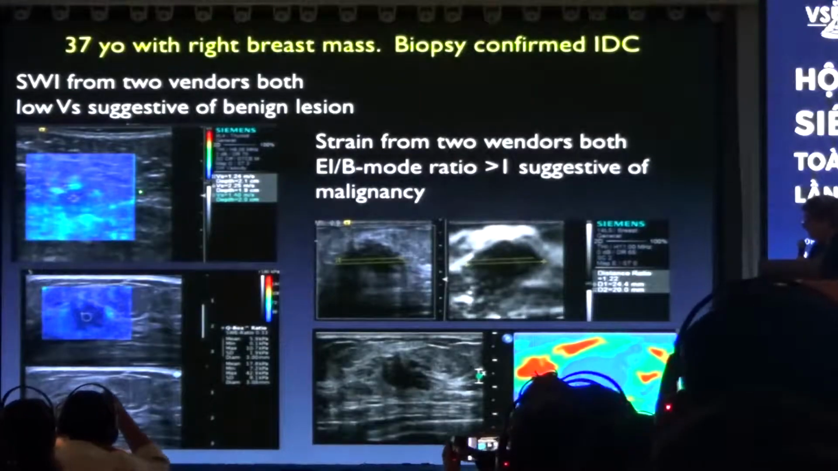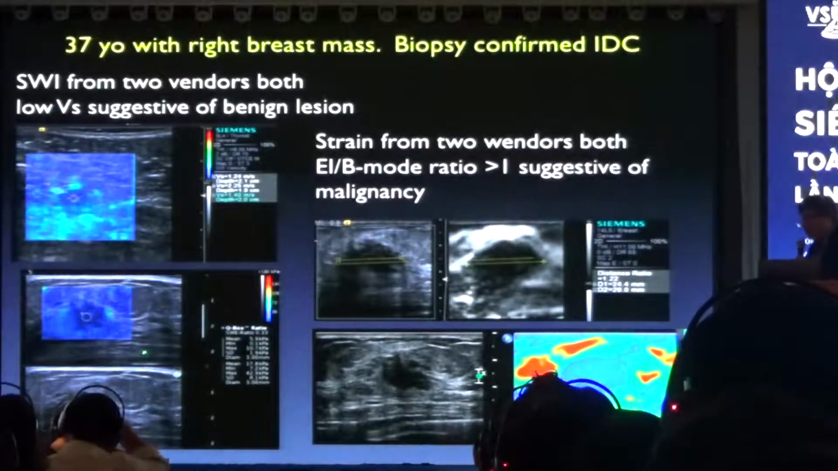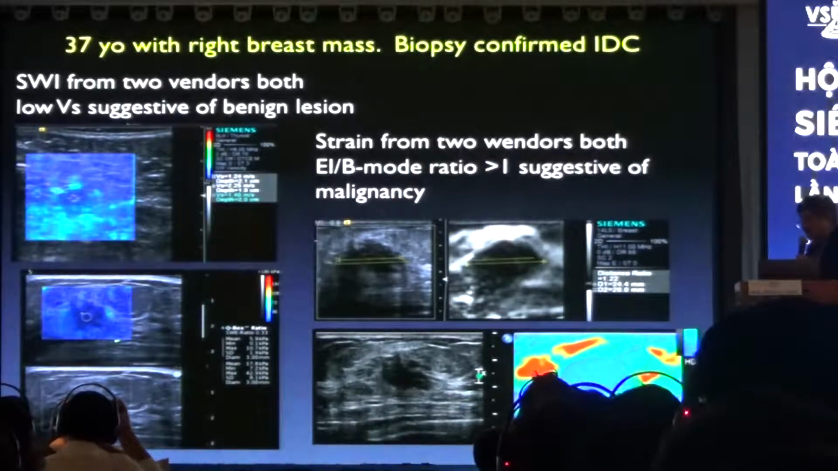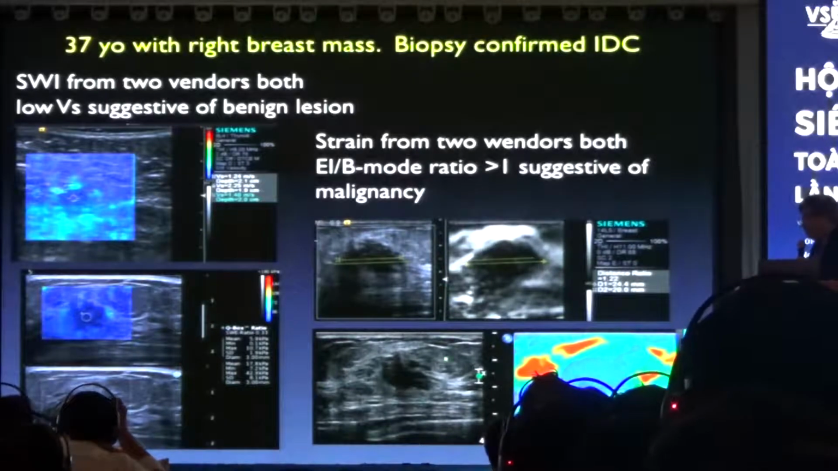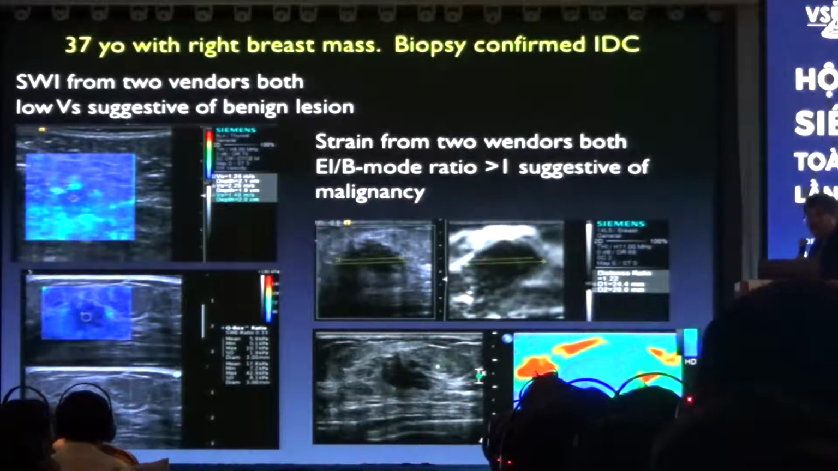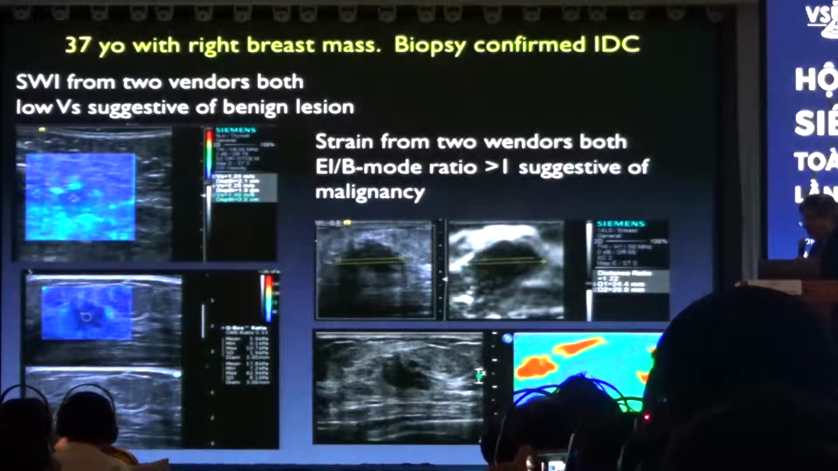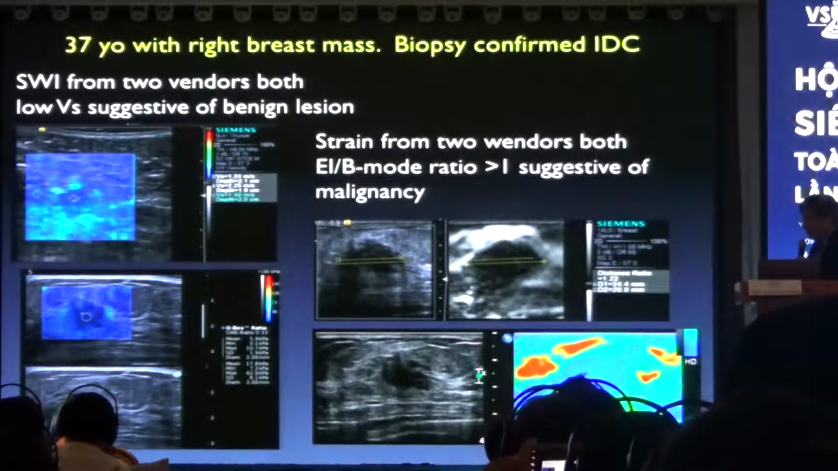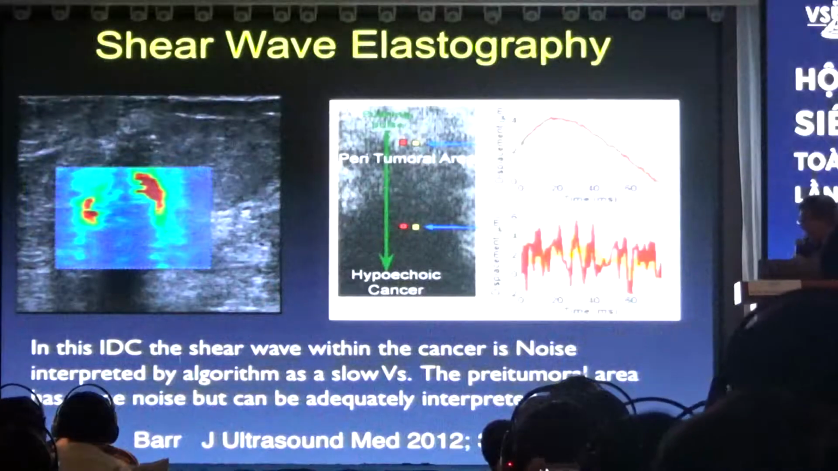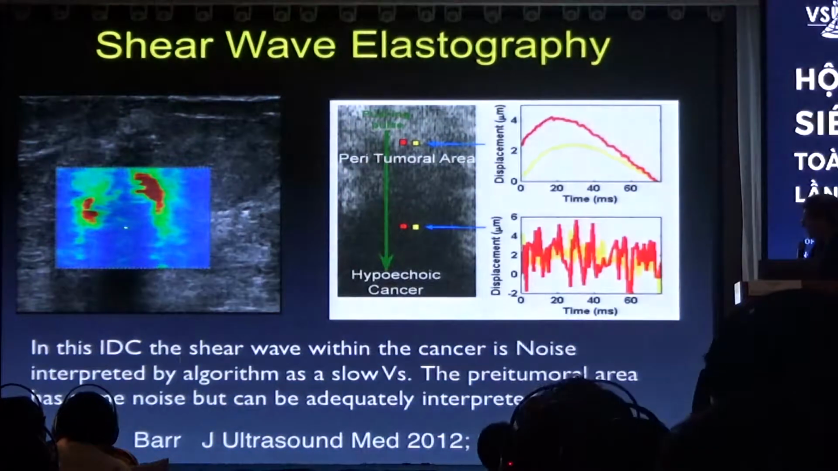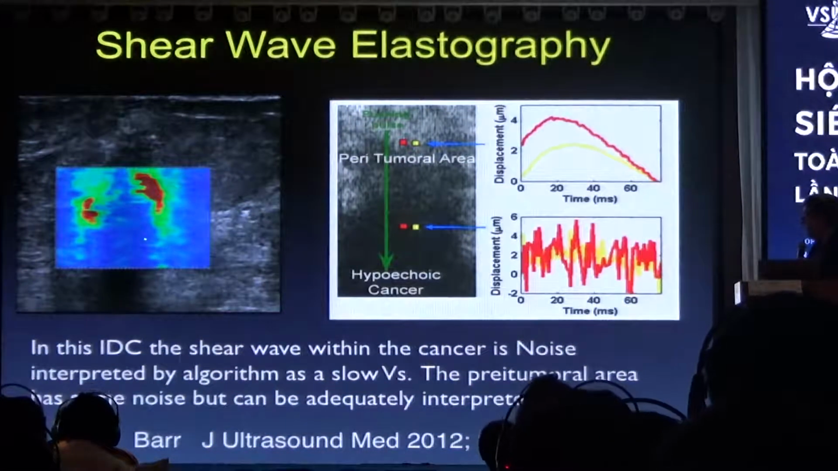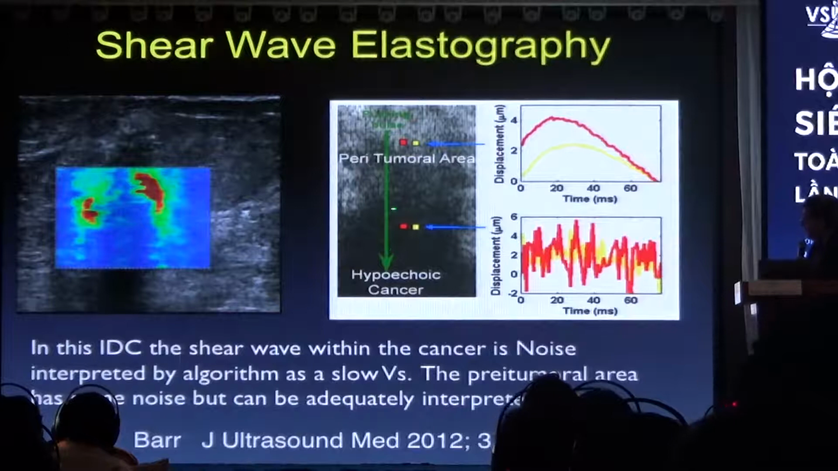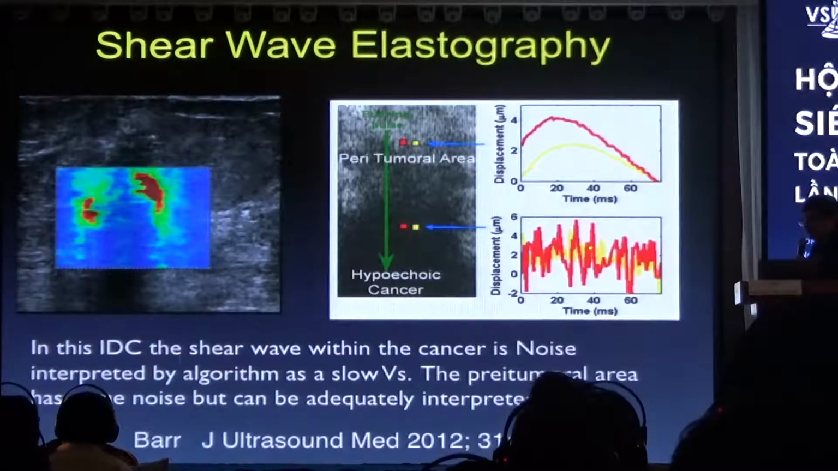Some other examples, and again, every shear wave system does the same thing. There's no difference between the vendors, and all of the strain systems say it's positive. So it's not a problem with the vendor, it's a problem with the pathology, the histology of the lesion. And we looked at the shear waves coming out from this, and this was published several years ago, that in the cancer, we only get noise. And the system interprets that noise as a very slow shear wave speed.